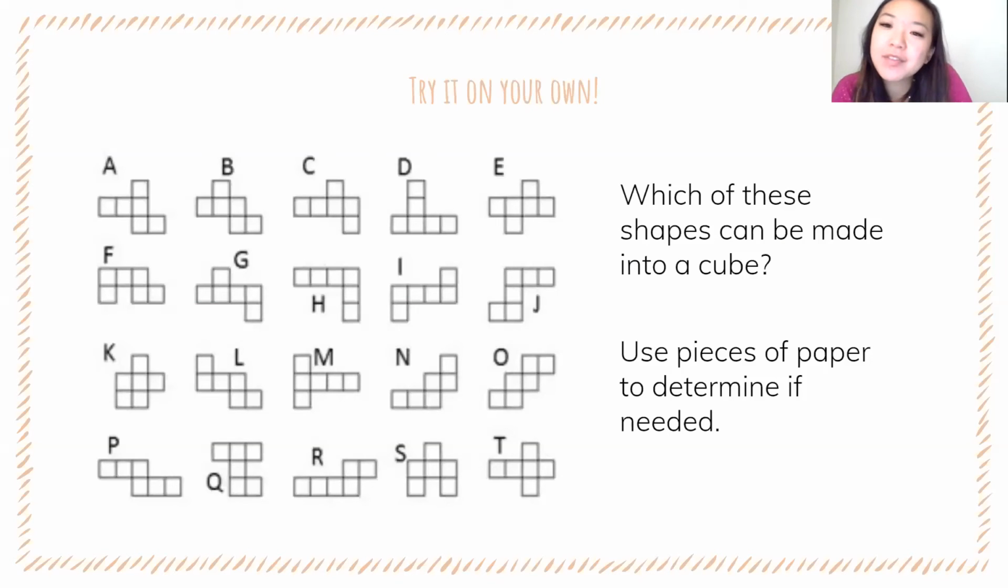All right, so I have this one. Try it on your own. Which of these shapes can be made into a cube? So from A to T, these are all shapes. And then I want you guys to see if they can be made into a cube. So if you guys could use a piece of paper to determine if you are unsure. If you think about it, like M, we had already done, so you should know the answer for that one, but if not, that's okay.